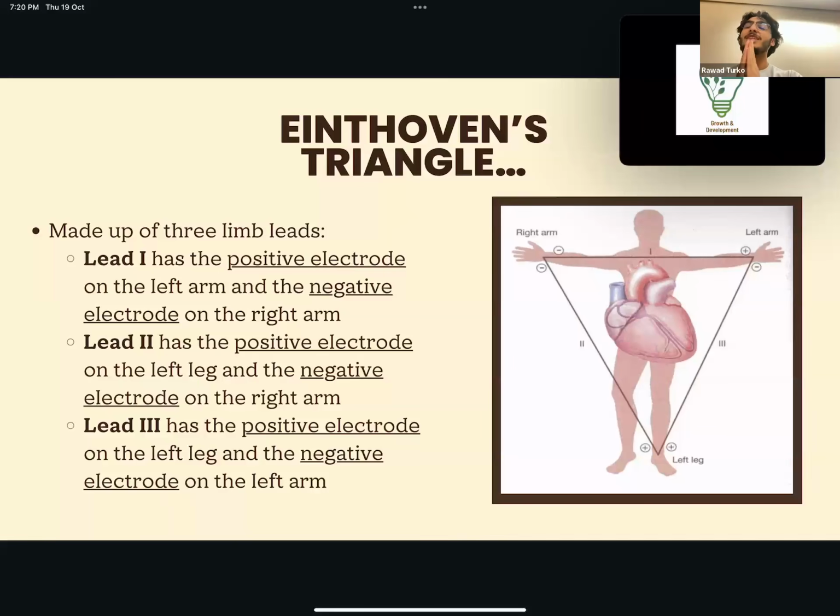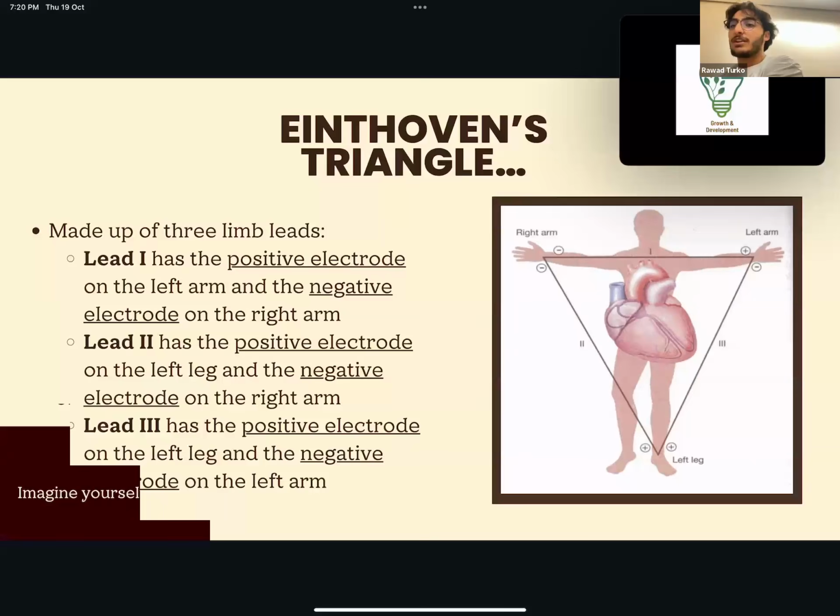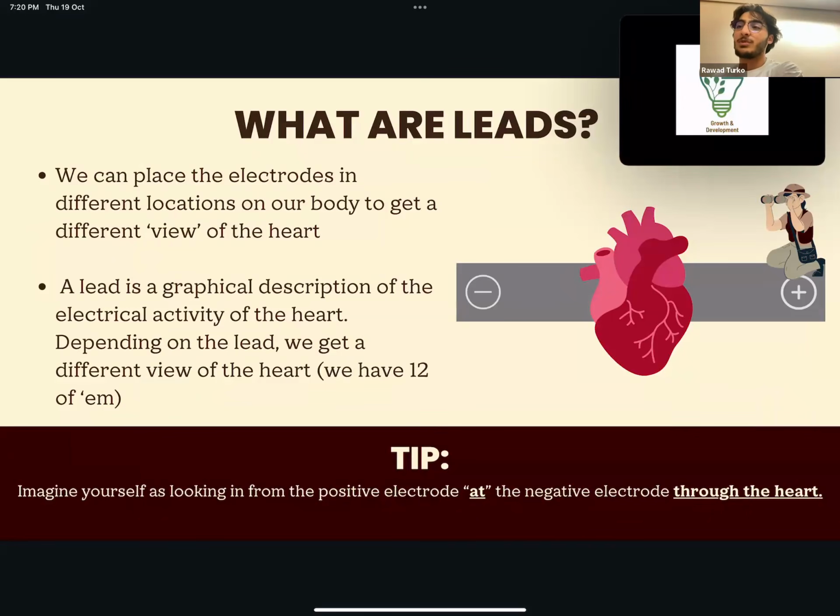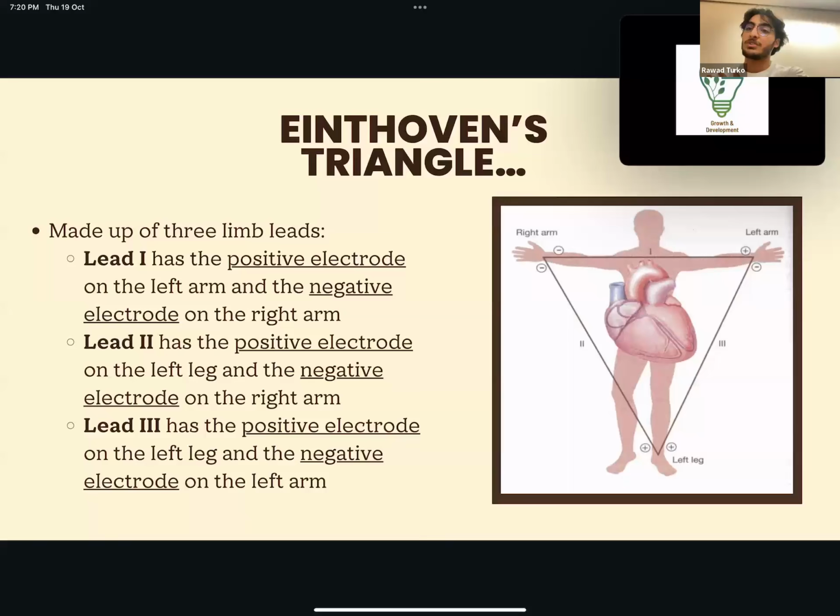Okay. Lead one, we have the positive electrode on the left arm and the negative electrode on the right arm. Does that remind you of any other diagram that we've used? It's actually this one. This is lead 1. This is what lead 1 looks like. Our negative electrode's on the right shoulder, right? And our positive electrode is on the left shoulder or left arm. Okay, we say shoulders, we say arms, it's the same thing. They're on the left side of the heart.